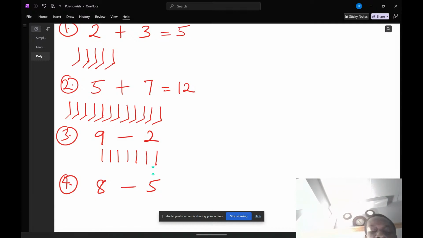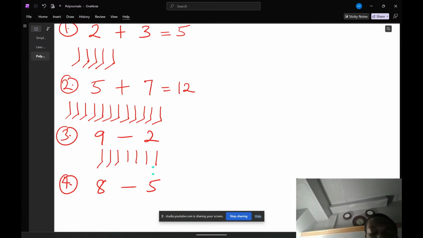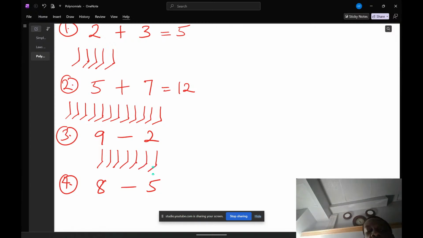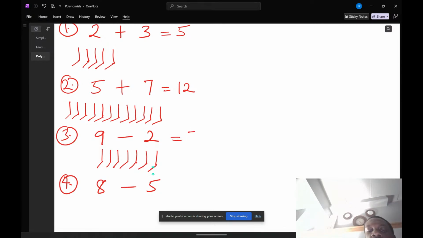Since I have 9 and I've taken away 2, I've cleaned 2 away. Let me count what is left now. So I have 1, 2, 3, 4, 5, 6, 7. So 9 minus 2 is equal to 7.